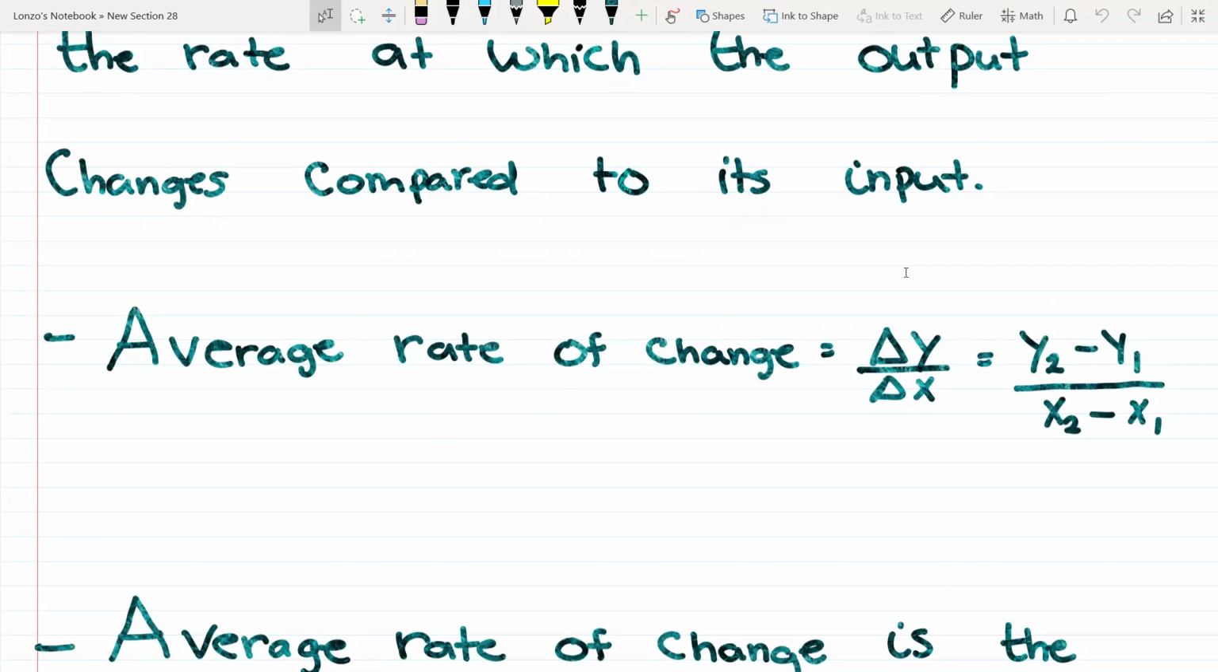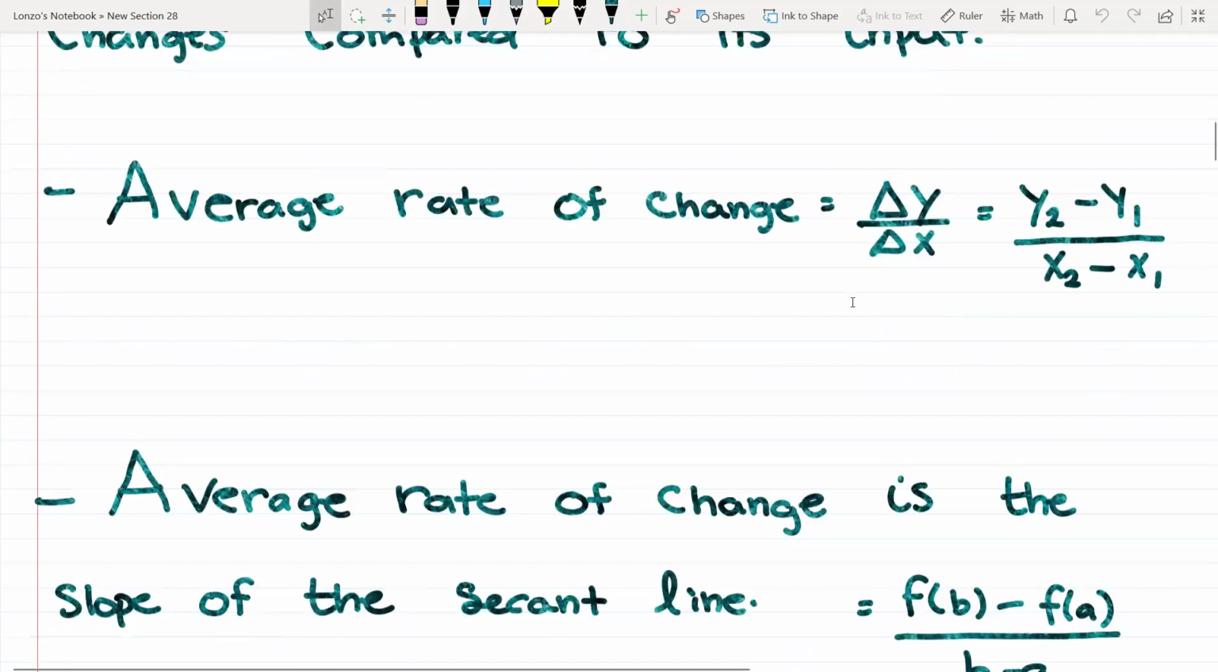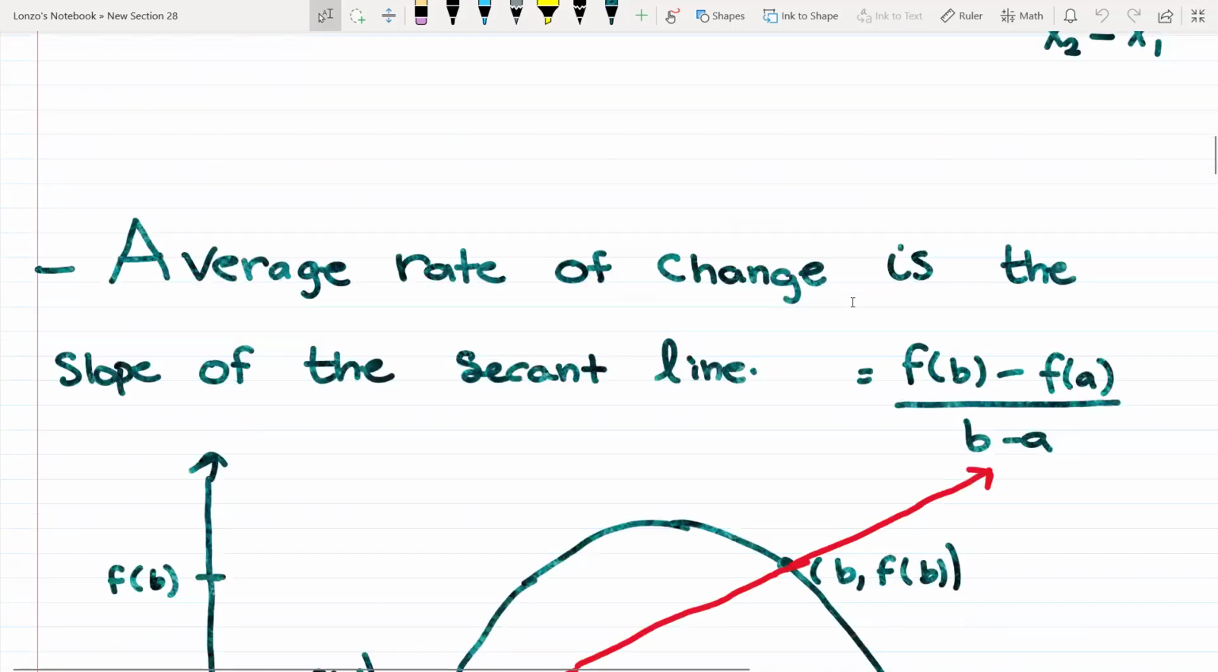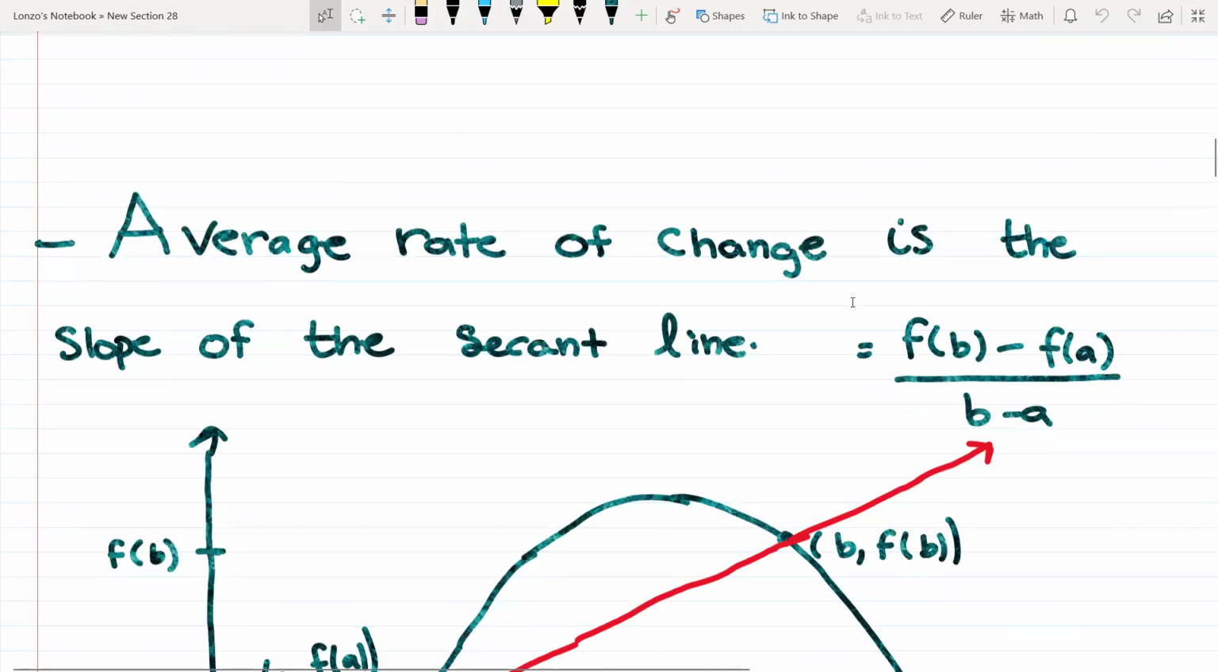When you're dealing with average rate of change, the big clue is you're most likely going to need 2 points, 2 coordinates, because you need to find the slope. And in order to find the slope, you need 2 points, right? So average rate of change is delta y over delta x equals y2 minus y1 over x2 minus x1. So average rate of change is the slope of the secant line.